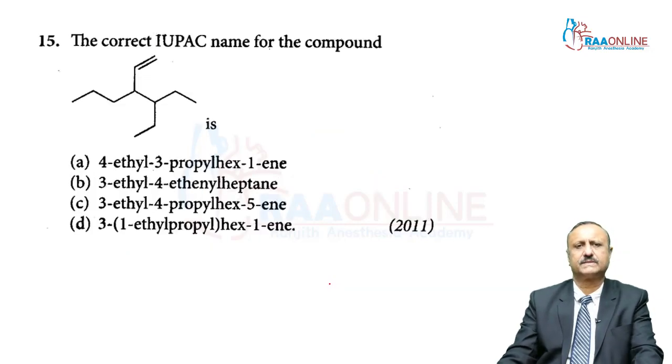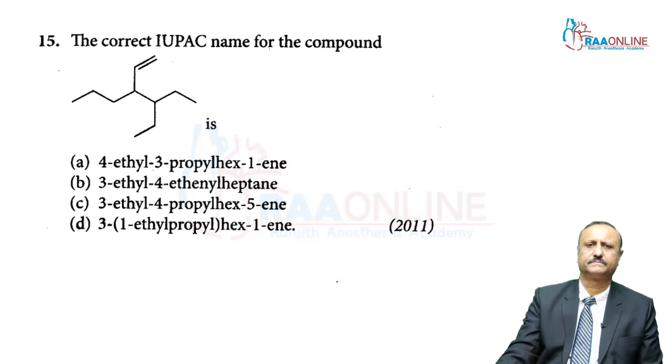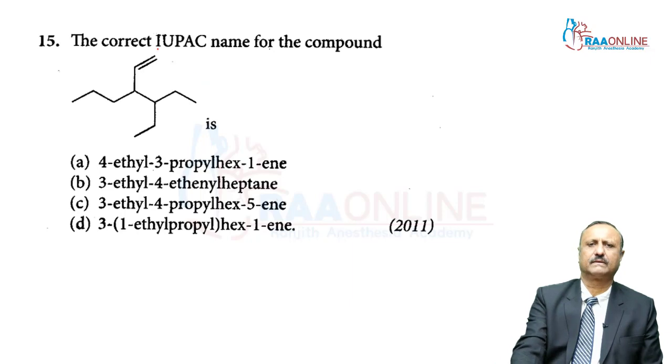Now, my dear students, we can see question number 15. Here, my dear students, the correct IUPAC name for the compound is, here you can see 1, 2, 3, 4, 5, 6. You can get only 6 carbon atoms. So you can go in this side or this side or this side, whichever side you want. But start the numbering from here.